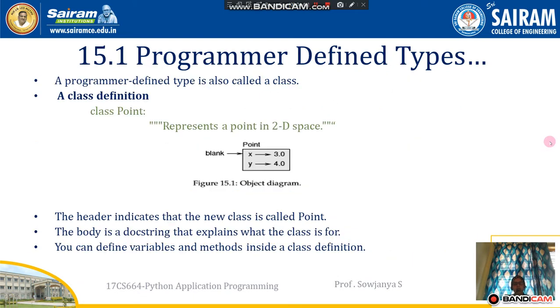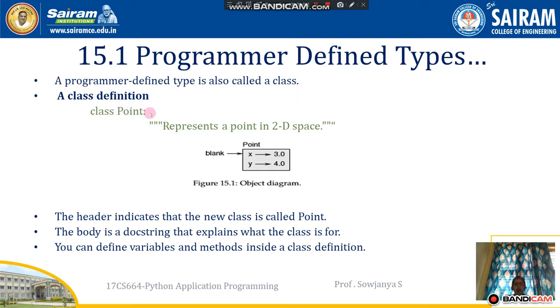All right. Now, how do we write a programmer defined type? What is the class definition? How can you write it? Here we say a programmer defined type is also called a class. For example, now how do you write the programmer defined type Point? Look at this. This is how we can write the class definition.